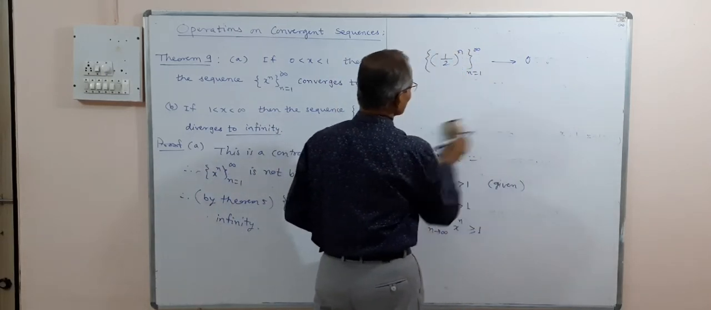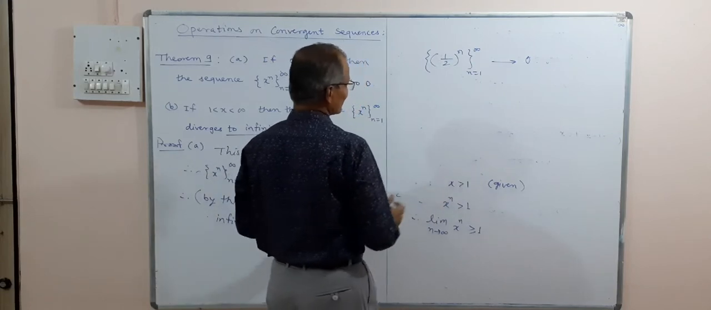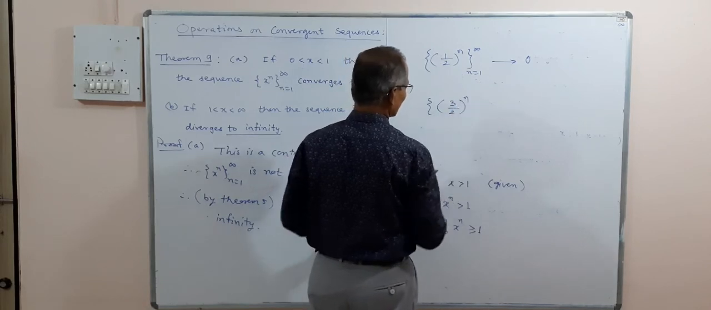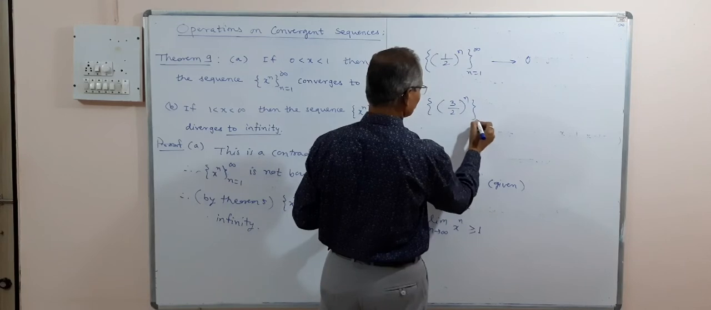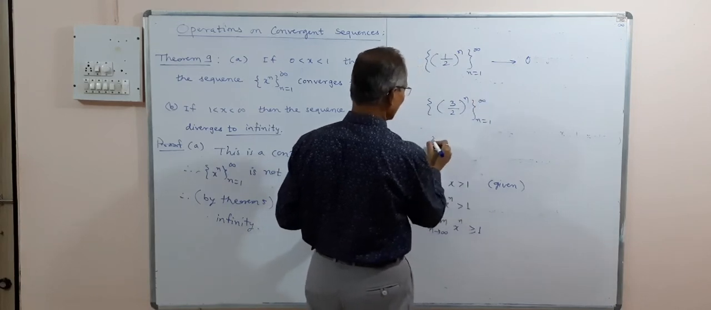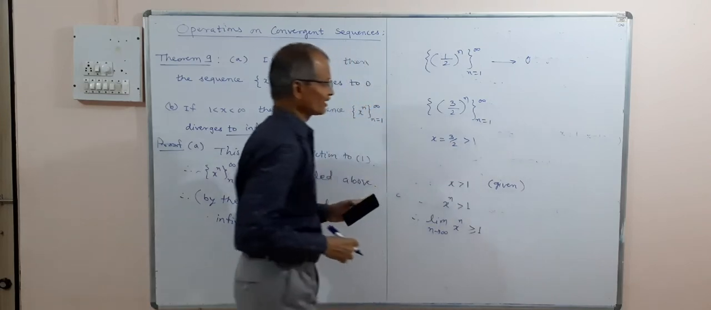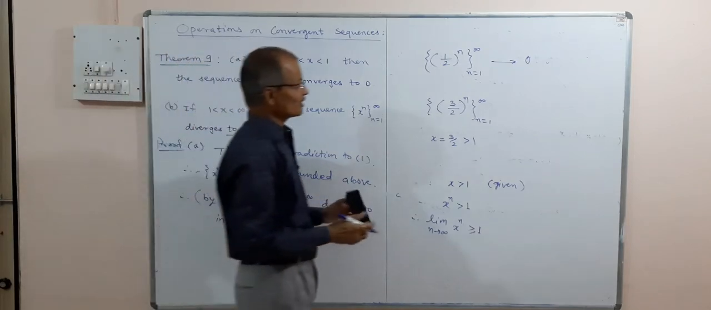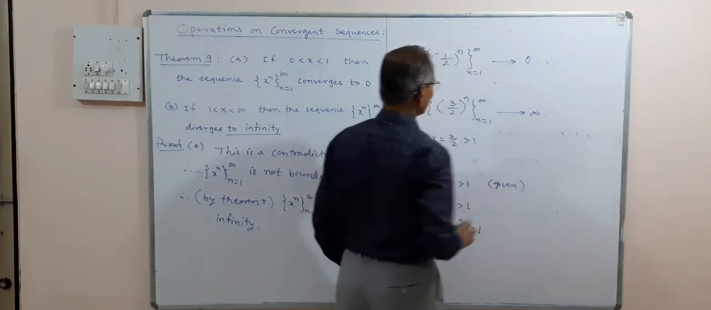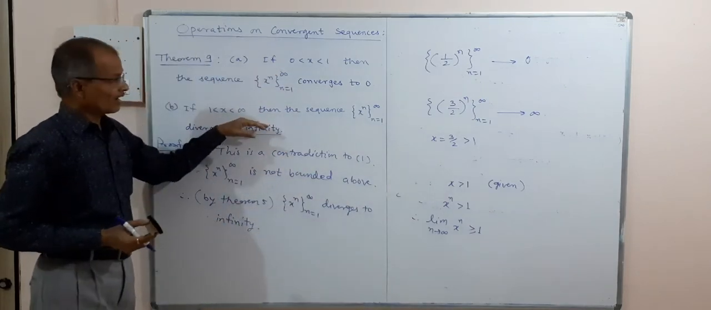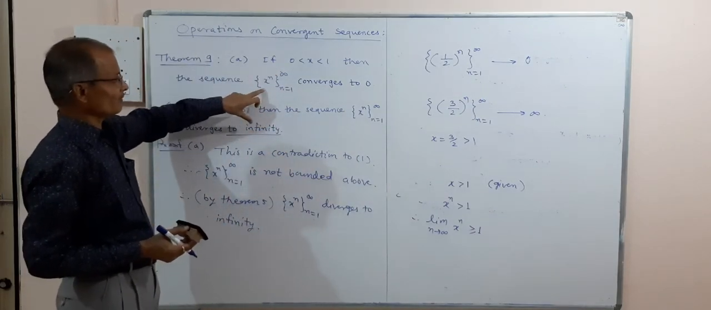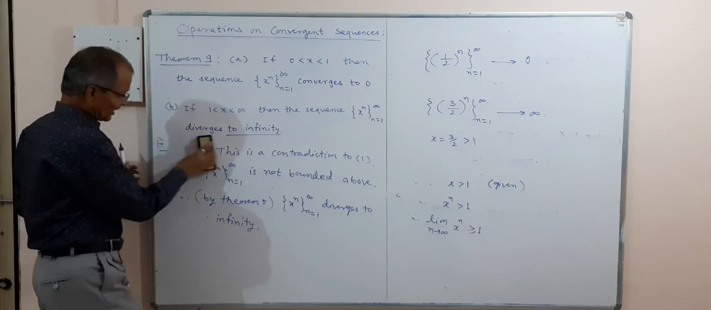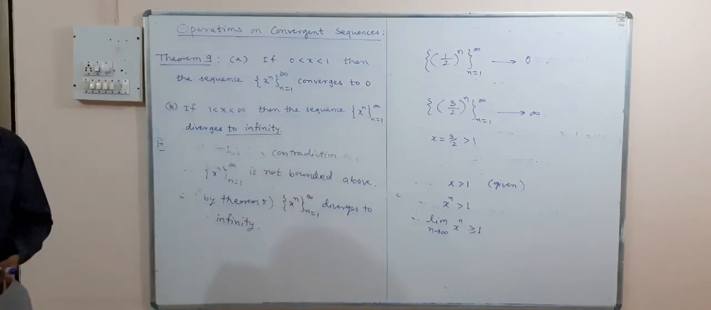Or in the other case, if you consider a number greater than 1, we may consider 3 by 2 raised to n. What about this sequence? Now what is the value of x here? x is equal to 3 by 2, and this is greater than 1, and it falls in the second case. x is greater than 1, therefore the sequence diverges. So this tends to infinity. So these are the two cases, and according to the value of x, we can easily decide whether the sequence converges to 0 or diverges to infinity. So this completes the proof of the theorem.